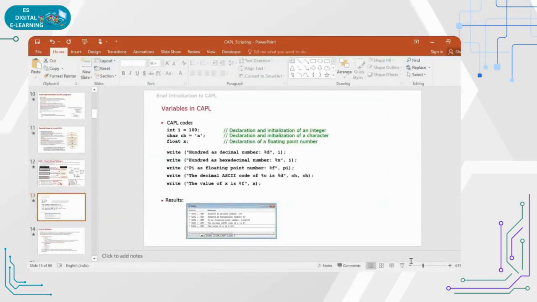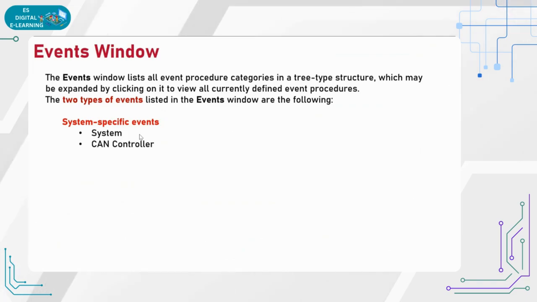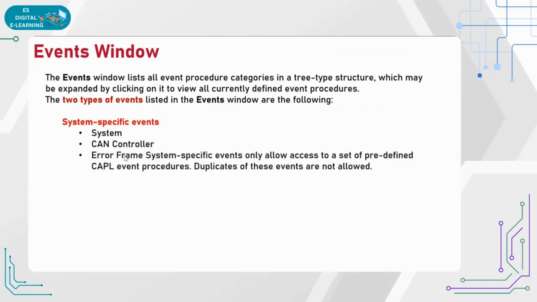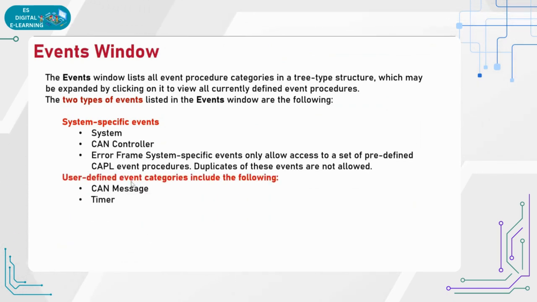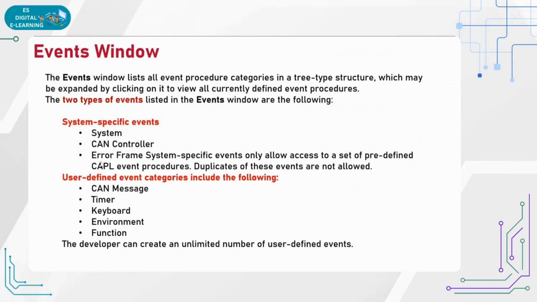And next will be the part of the events. We have the system specific events, which are the system, the CAN related and the errors, and the user defined events. User defined are the CAN messages, timers, keyboards, and the environment and functions. So this will all come as a part of the system specific events and user defined events. You can write down events: system specific events and user defined events, two types of events.